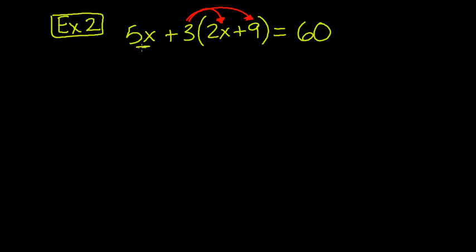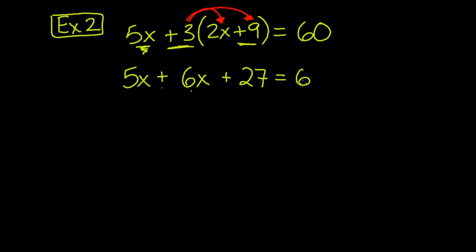So the 5 that's hanging out in the beginning, nothing's happening with him yet. He's just lurking, being a 5x. The 3 times the 2x, 3 times 2x's would be 6x's. And then over here, the 3 is multiplying the 9. 3 times 9 is positive 27. So I put a plus here because it's a positive 3 times a positive 9 makes positive 27. Same here, positive 3 times 2x is positive 6x. And all this equals 60.